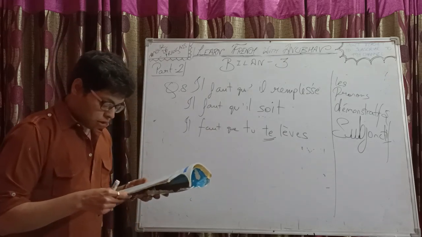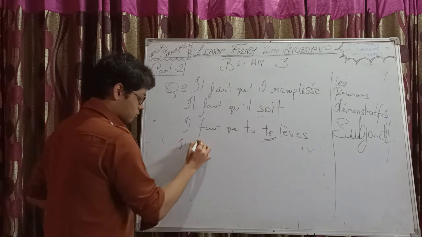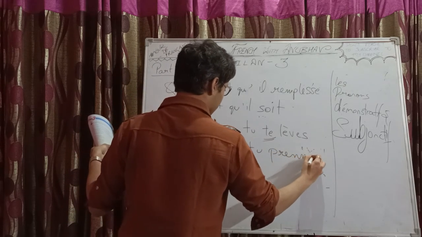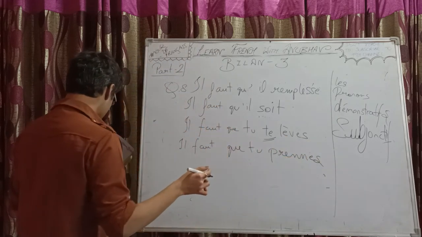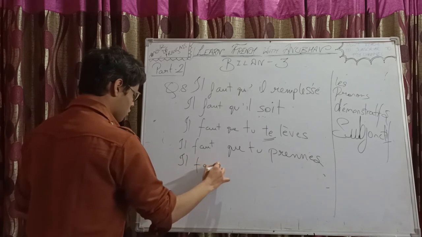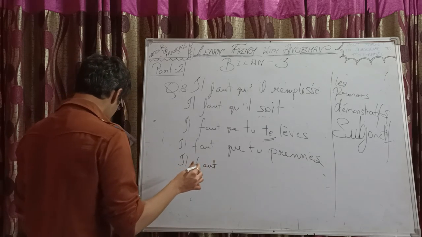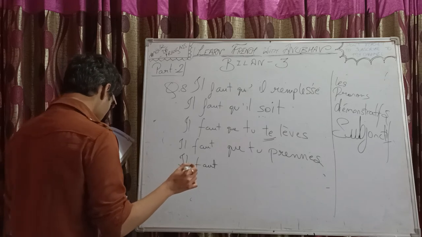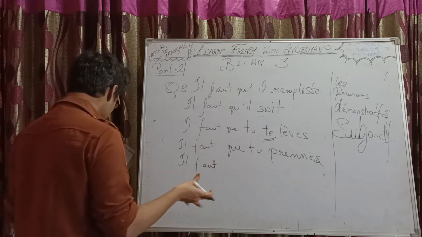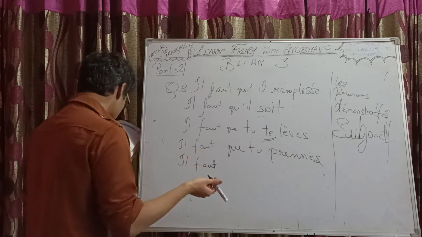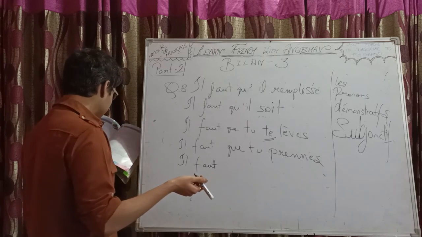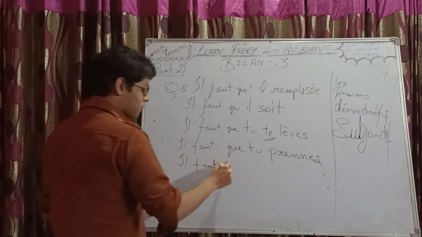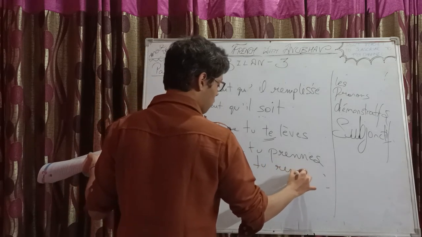Right. Tu dois prendre, you must take your papers. So, il faut que tu prennes les papiers. Et tu dois rencontrer, and you must meet, le responsable de la section au consulat. So, to the responsible person of the section at the consulate, okay, that's the next statement, like after the inverted commas, fine. So tu dois rencontrer, il faut que tu rencontres.